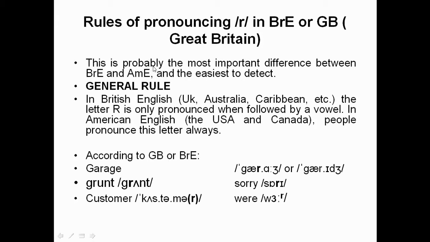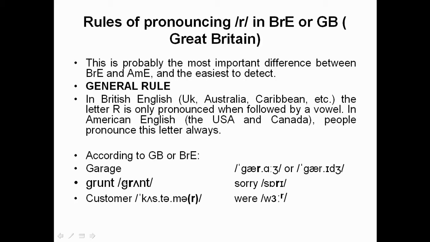The general rule that we have in British English, which is followed in the UK, Australia, the Caribbean, and many more areas where British English is taken as standard, is this: if you have the letter R in the spelling, it is pronounced, the letter R will be heard, when the next sound is a vowel.